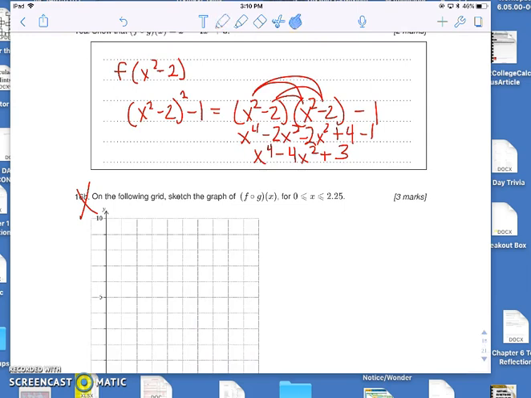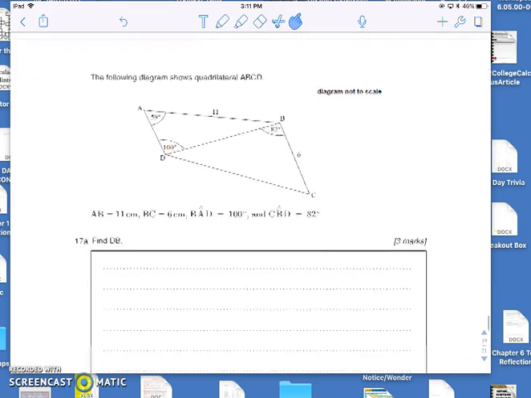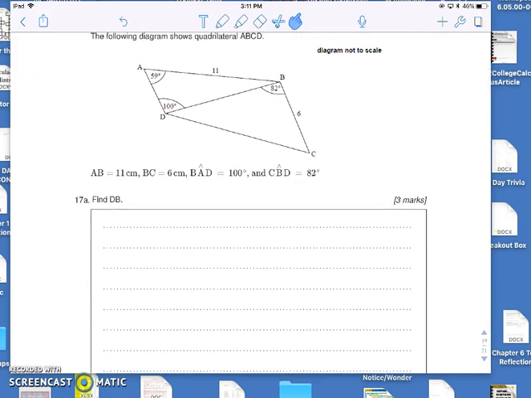16, we can cross out 16b. We're not going to worry about 16c. Let's take a look at the setup for this one. And I'm going to run out of time, so we might just talk about this one.